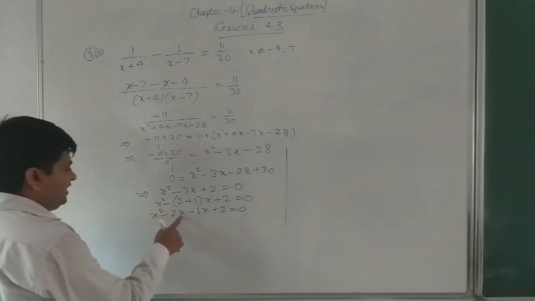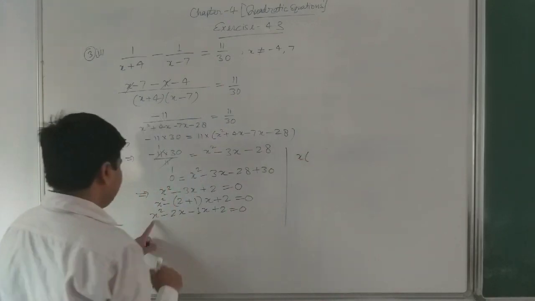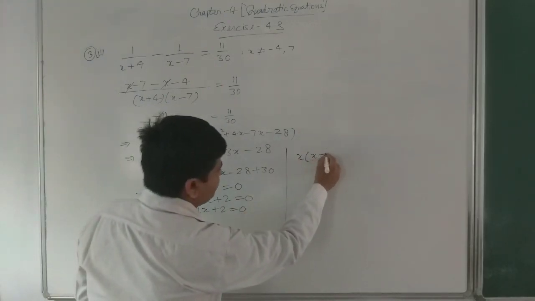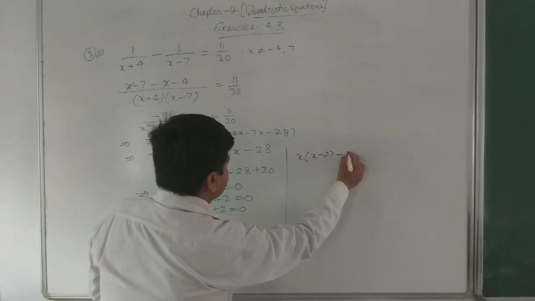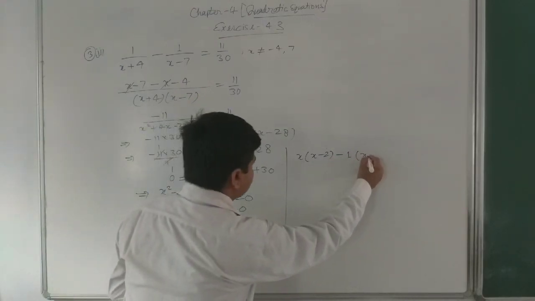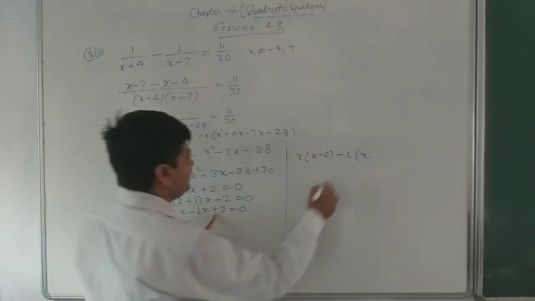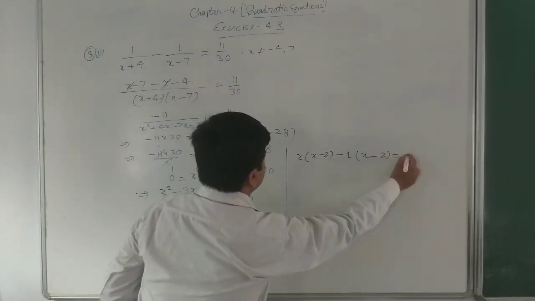Here x square and 2x, what is common? Here x is common, so we can take x common. Now what is left? x and minus 2, so x minus 2. Minus, nothing is common, we can take 1 common, so minus 1 common, so x is left with positive sign. Now minus we are taking common, here it is plus 2, that means left minus 2 equals 0.